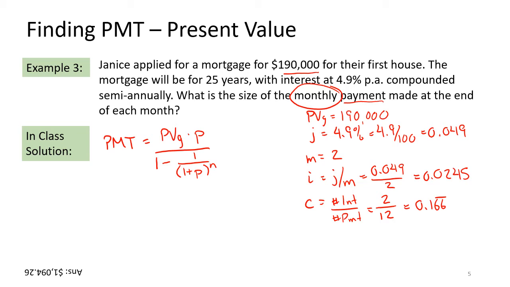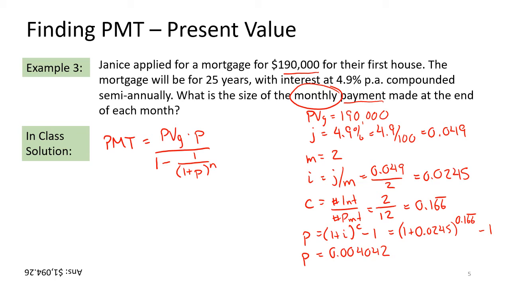So now you can calculate your equivalent interest rate, P, and that's 1 plus the periodic interest rate, to the exponent C, minus 1, which in this case is 1 plus 0.0245 to the exponent 0.166, a repeating decimal, minus 1. And that gives you an interest rate of 0.004042. Again, you'll notice that because we had far more payments than interest periods, you end up with a very small equivalent interest rate.